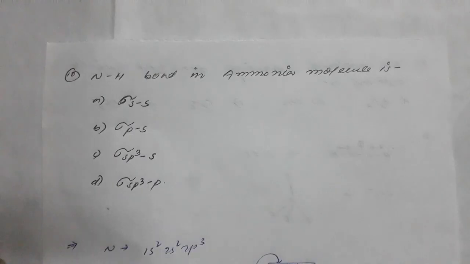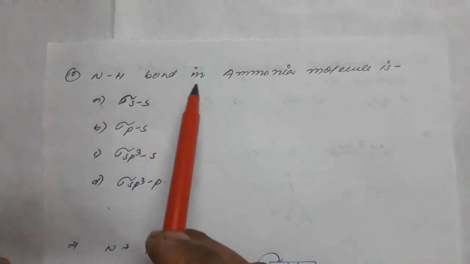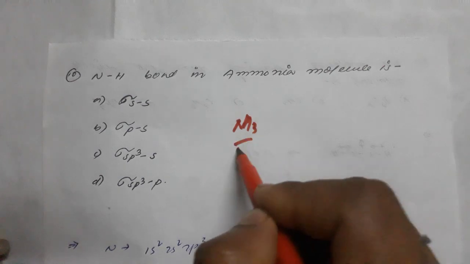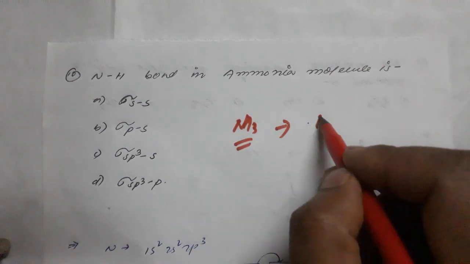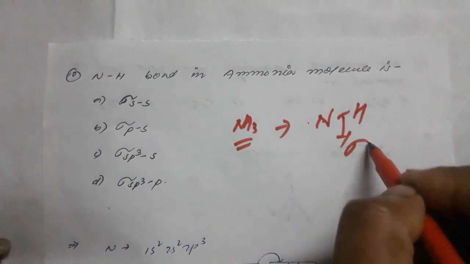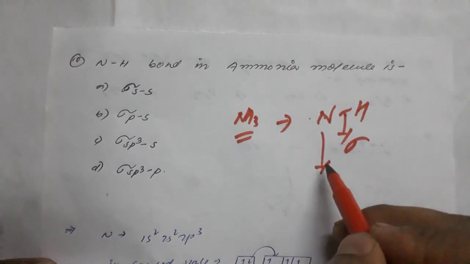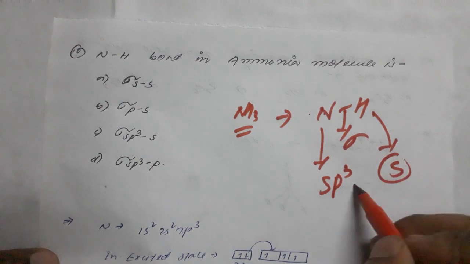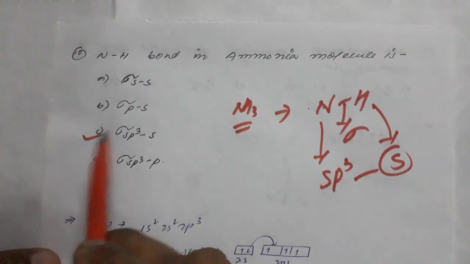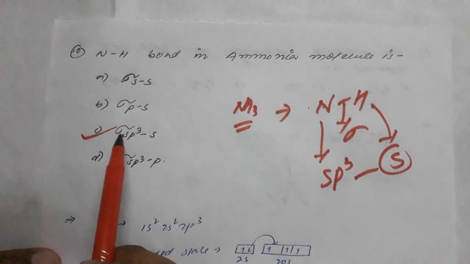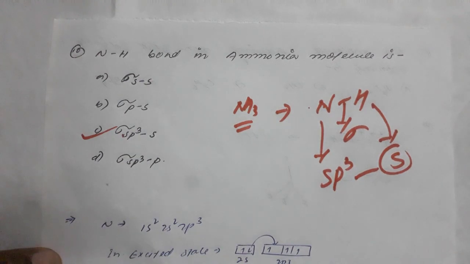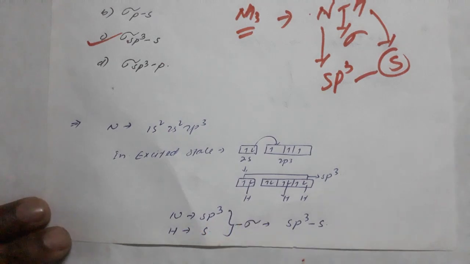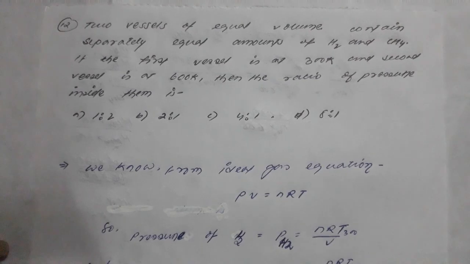Another same type of question, guys. What type of bond is the NH bond in ammonia? Look, if we talk about ammonia, the simple logic is that nitrogen and hydrogen are forming a single bond. That means a sigma bond. Nitrogen is sp3 hybridized, and hydrogen has an s orbital. So the answer is simply option C, isn't it? So sigma sp3-s. It's very simple. You can have a look, I have drawn these things here.